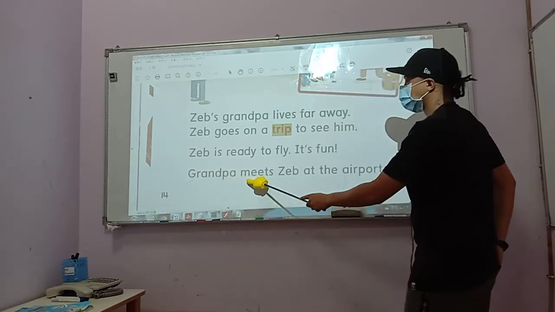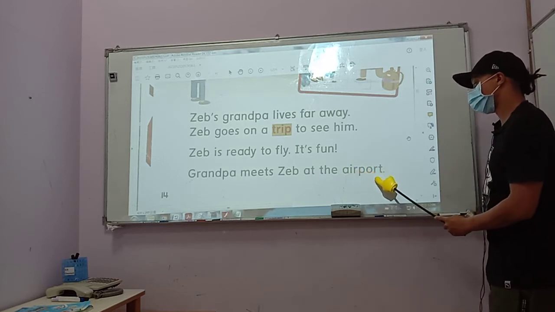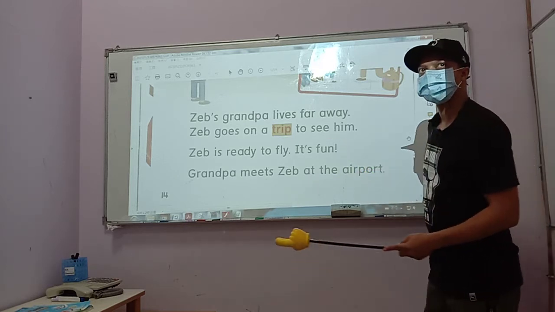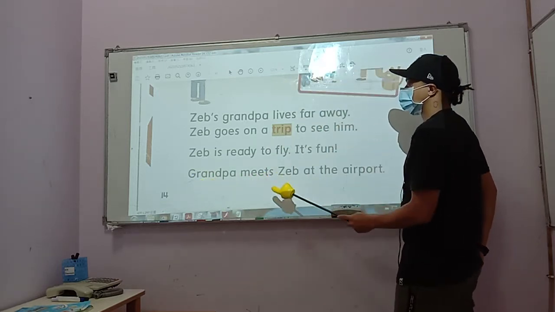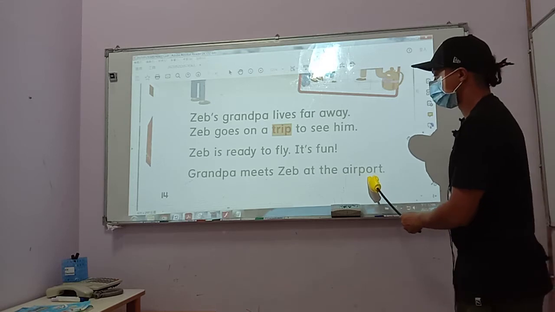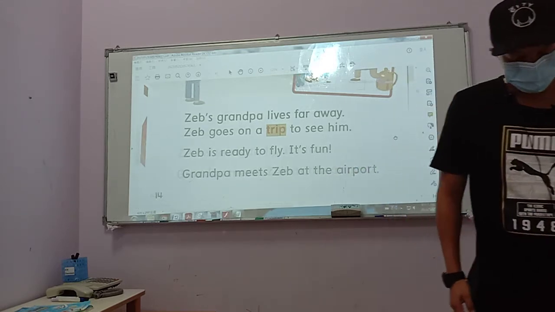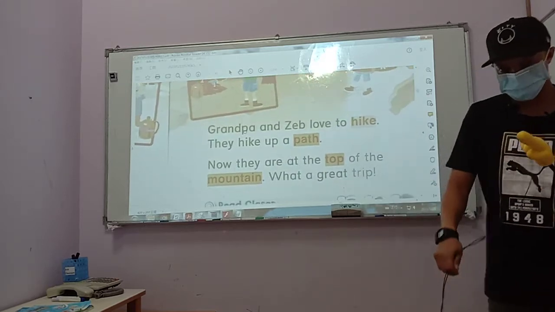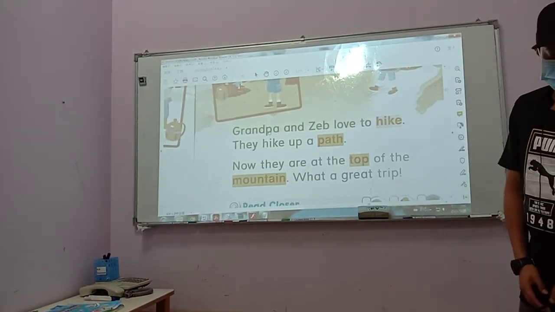Grandpa meets Zeb at the airport. Okay, let's go. Grandpa meets Zeb at the airport. Okay, let's go to the next page, please. Okay, next one.